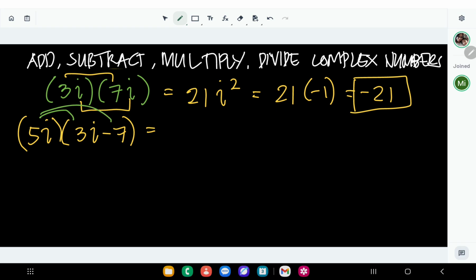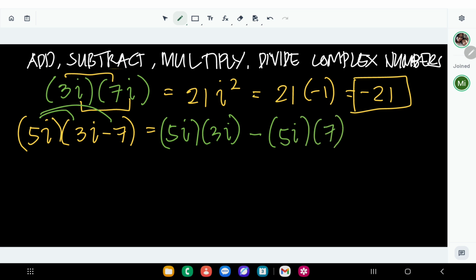Okay, so it should be 5i times 3i. Copy the operator sign, minus. So minus 5i times 7. So you just simply distribute 5i to each of the terms inside the other parentheses.